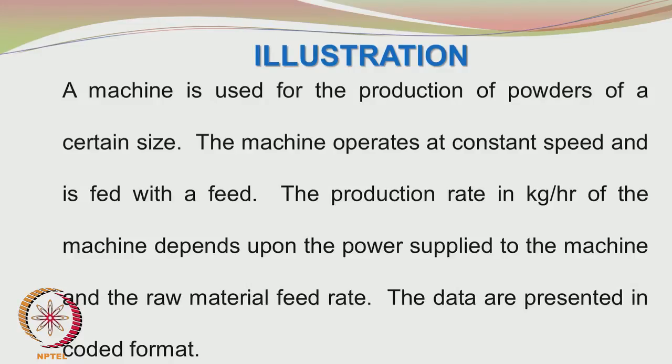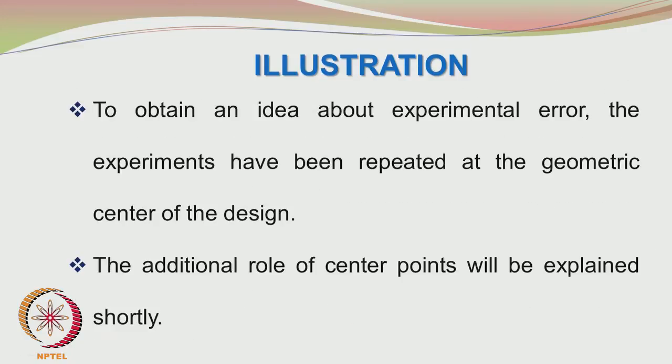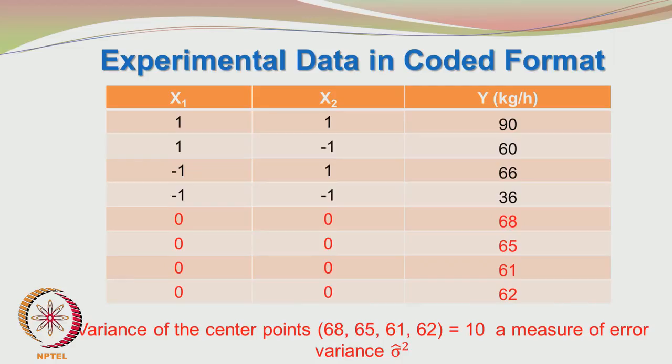So, let us do this understanding of response surface methodology through an illustration. The problem statement goes like this: a machine is used for production of powders of a certain size, and the machine operates at constant speed and is fed with the material, it may be a rock or whatever. The production rate in kilograms per hour of the machine depends upon the power supply to the machine and the raw material feed rate. The data are presented in the coded format. So, to obtain an idea about the experimental error, the experiments have been repeated at the geometric center of the design, and the additional role of center points will be explained shortly.